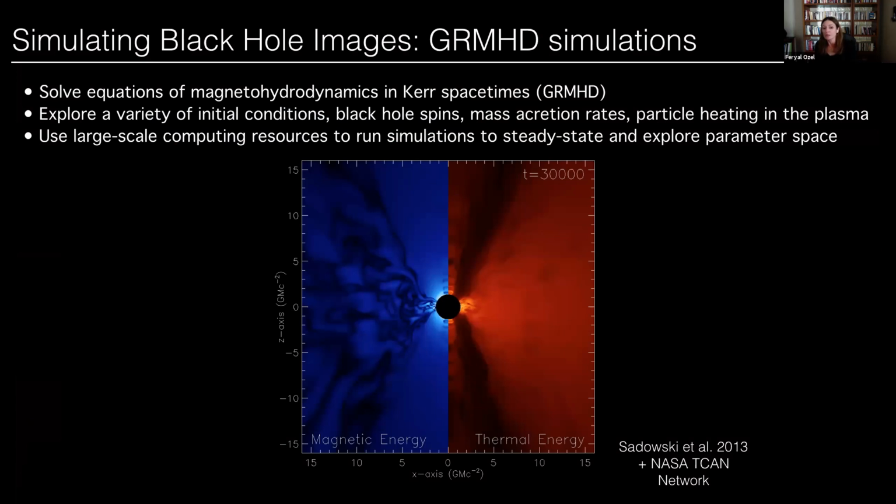What do we do to understand in more detail images around black holes? What we do is we solve equations of magnetohydrodynamics in Kerr spacetimes. That's why it's called GRMHD. And using these codes, we explore a variety of initial conditions, meaning we feed the disk from large distances, we vary black hole spins, we vary mass accretion rates, we vary initial conditions of the magnetic field geometry that can thread the disk, and of course, let the magnetic field evolve because these are MHD equations.